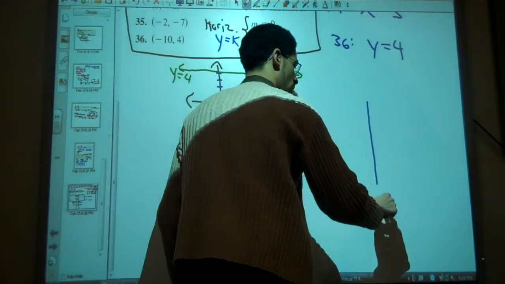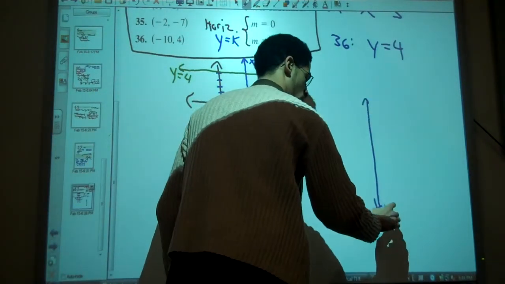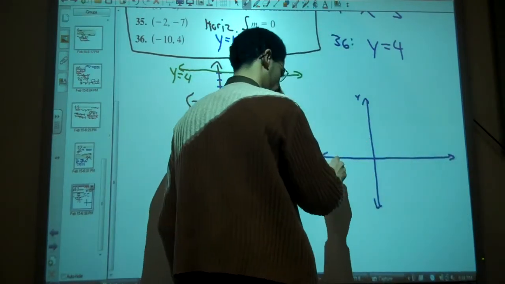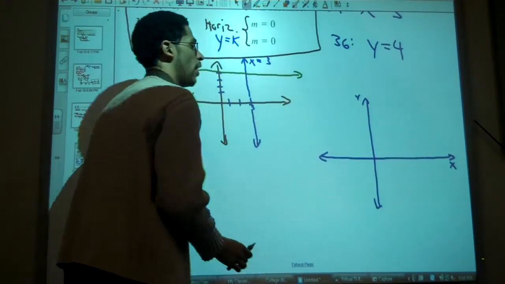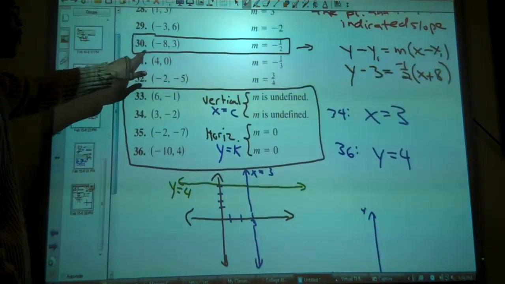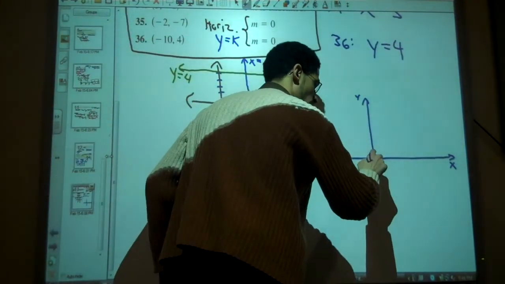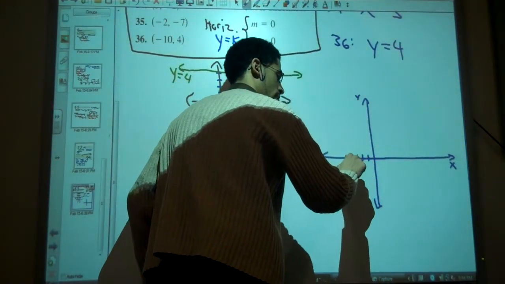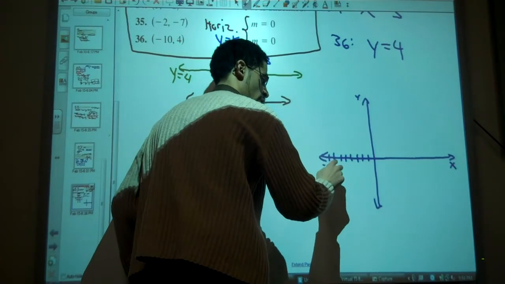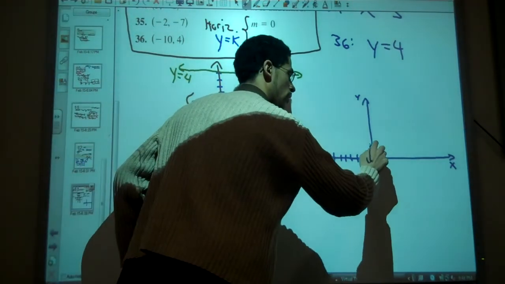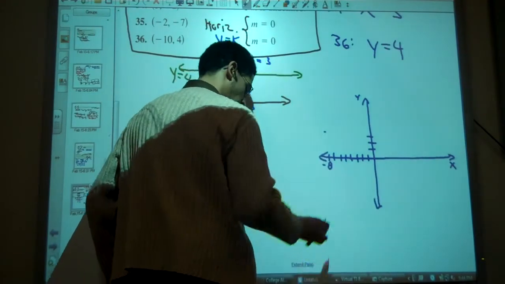Alright, so here's my y-axis. Here's my x-axis. And in number 30, I have the point -8, 3. So I'll plot that point. -8: 1, 2, 3, 4, 5, 6, 7, 8. 3: 1, 2, 3. All right, sounds good. That's our point.